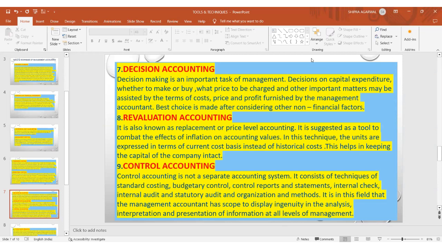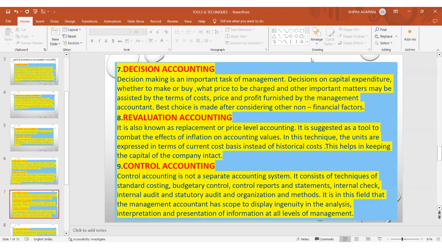Then we have revaluation accounting. See, revaluation accounting comes into picture when you want to revalue your assets and liabilities in the business. Say, for example, I bought a building at the rate of 1 lakh 20 years back. And today maybe its price is 1 crore.